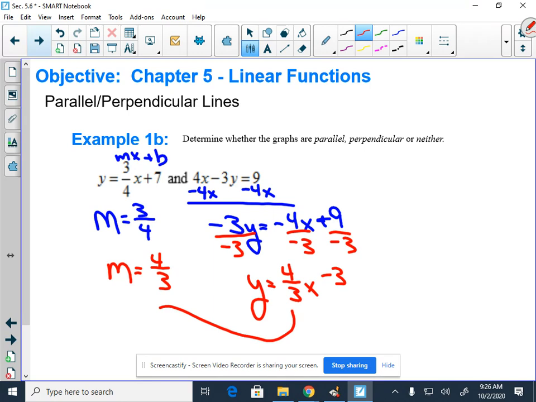Now on the first slide that we talked about, to be parallel, they have the same slope. These numbers, are they exactly the same? No. They're reciprocals. They're flipped. Now, if they're flipped, they could be perpendicular, but one has to be positive, one has to be negative. They're both what? They're both positive. So the answer is, in this case, they're neither.